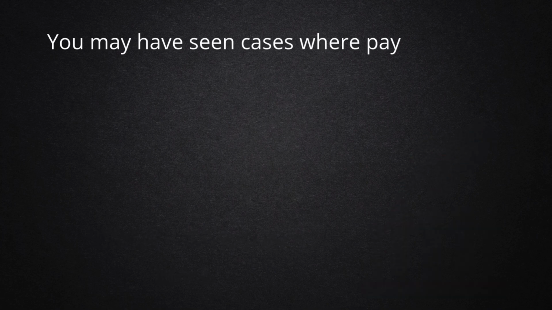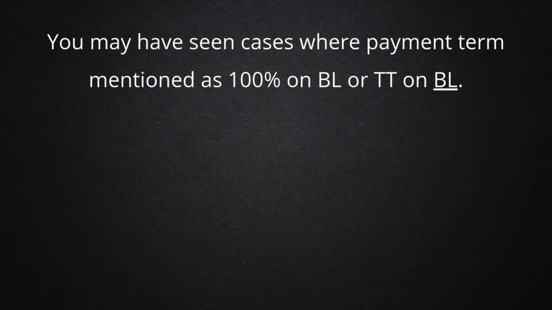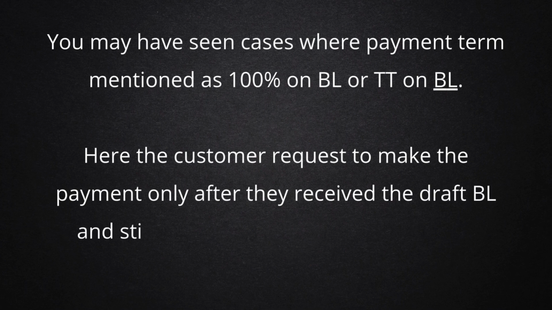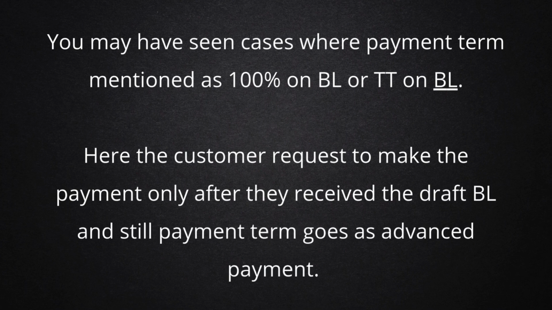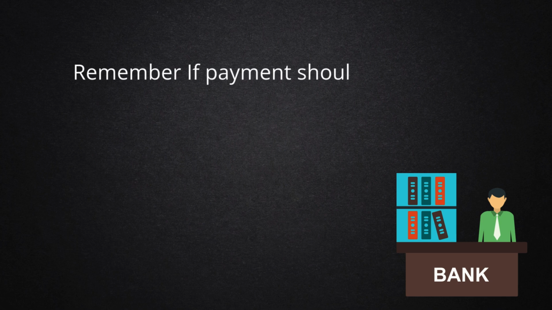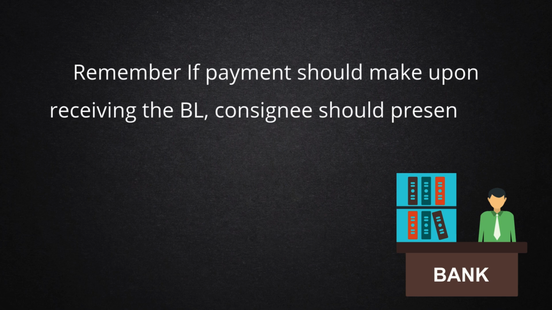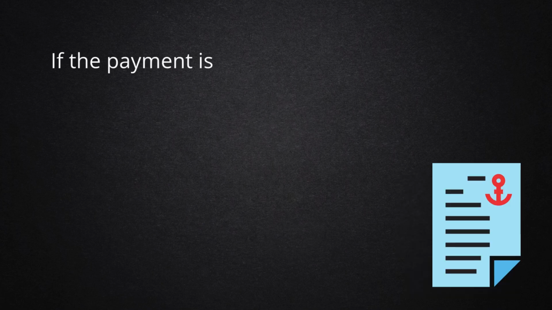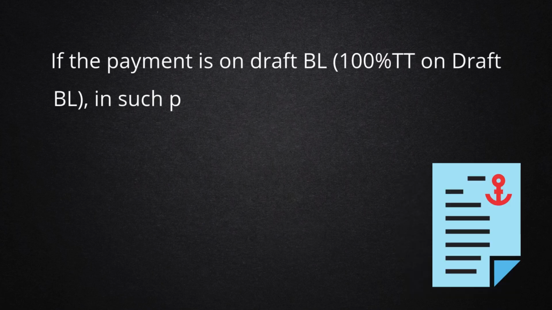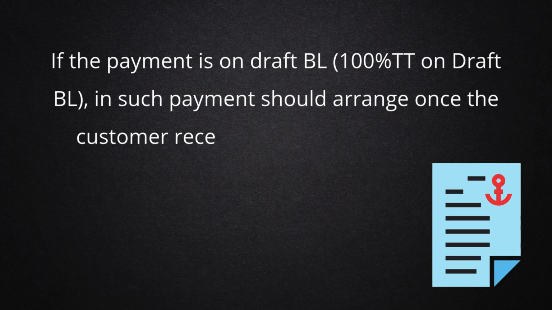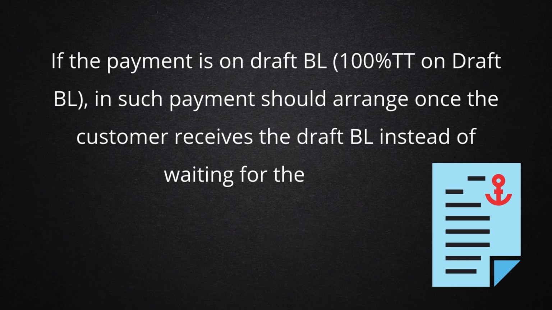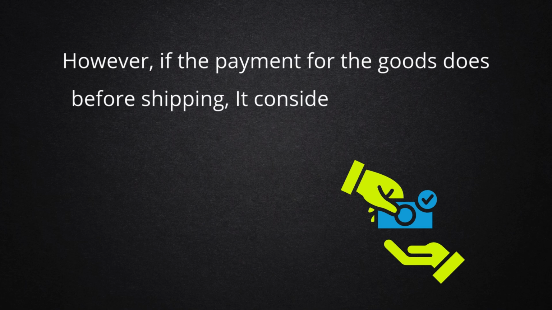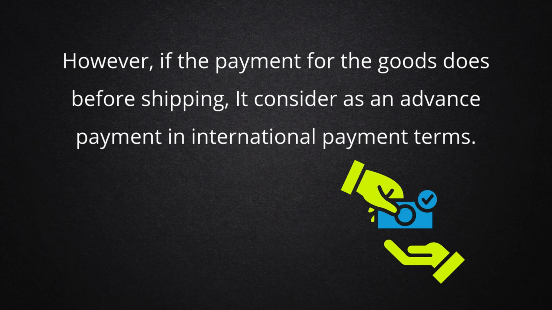You may have seen cases where the payment term is mentioned as 100% on BL or TT on BL. Here the customer requests to make the payment only after they receive the draft BL, and still the payment term goes as advance payment. Remember, if payment should be made upon receiving the BL, the consignee should present the BL to the bank in order to arrange the payment. If the payment is on draft BL, 100% TT on draft BL, in such cases payment should be arranged once the customer receives the draft BL instead of waiting for the final BL. However, if the payment for the goods is made before shipping, it is considered an advance payment in international payment terms.